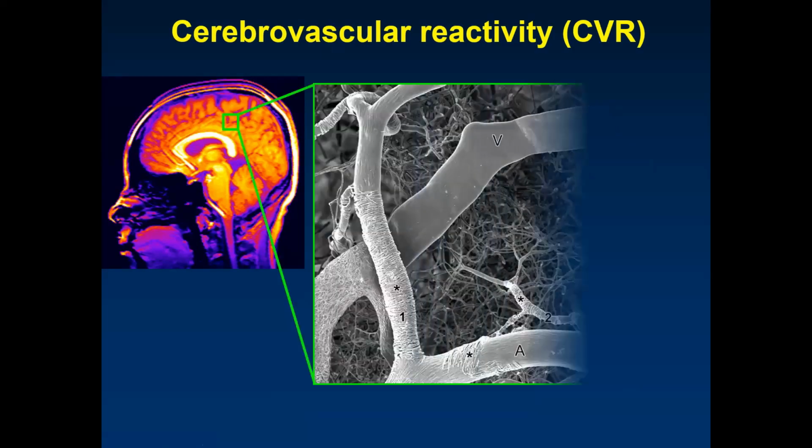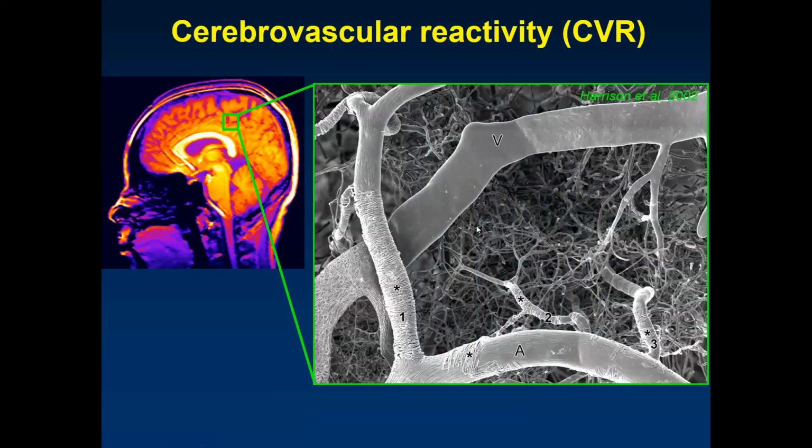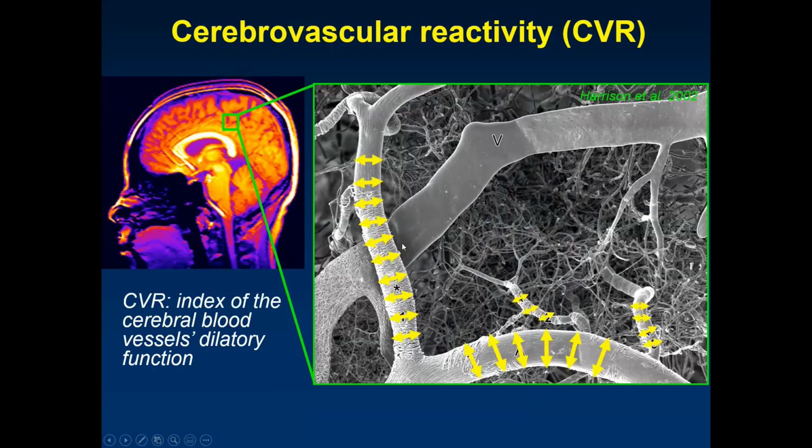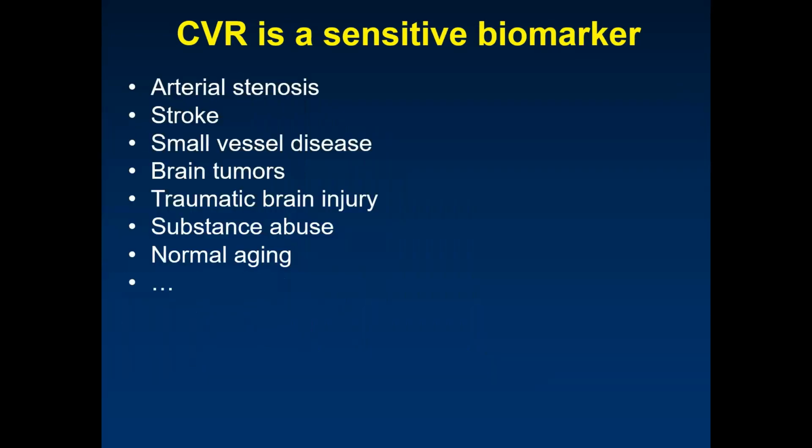Given a small volume of the brain tissue, there will always be arteries and veins. And when the brain is stimulated, the arteries will dilate to increase the blood supply. And this dilatory function is called the cerebrovascular reactivity.